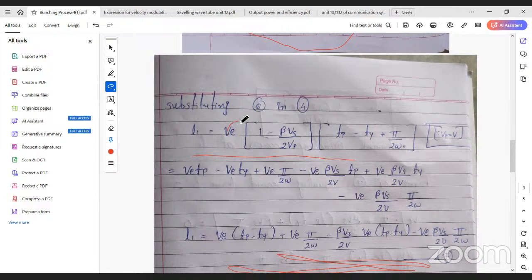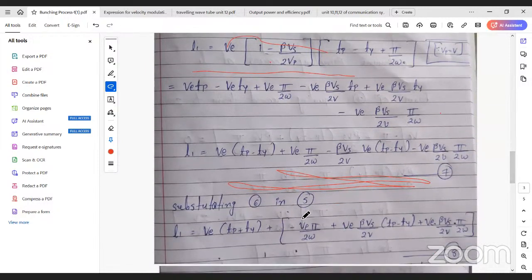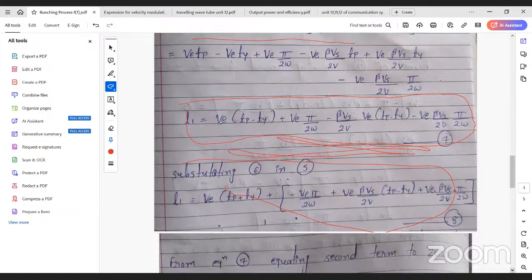See here, the VE TP term. VE times TP, I multiplied everything and made it common. We got equation number 7. After getting equation 7, substitute 6 in 5; 6 in 5 is for the maximum. This is the equation for which one, minimum or maximum? Minimum. We calculated the equation for minimum. In the same way we have to calculate the equation for maximum. The minimum equation is equation number 7. The maximum equation is equation number 8.